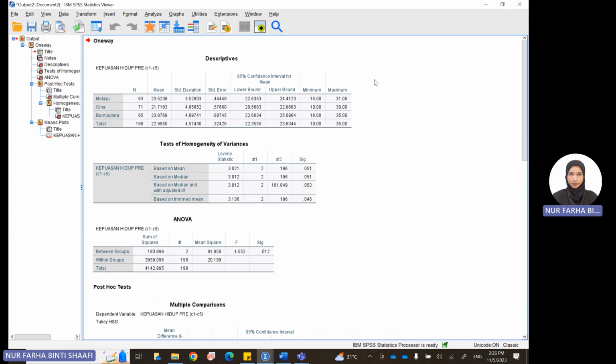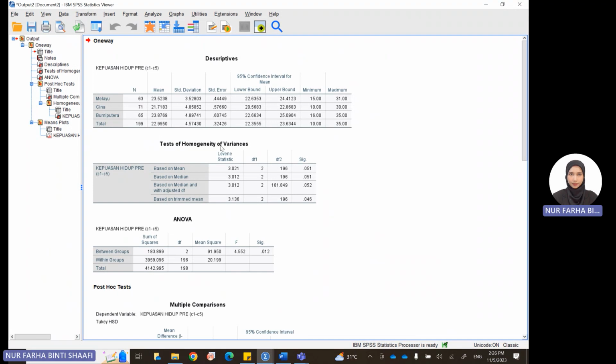As usual, it will give you the descriptive data, which has the mean and standard deviation here. From here, you can see which one is highest. You already know that Bumiputra is the highest for kepuasan hidup. Previously it was not kepuasan hidup, previously it was level of happiness. So again, Bumiputra, you are happy. You are satisfied with your life.